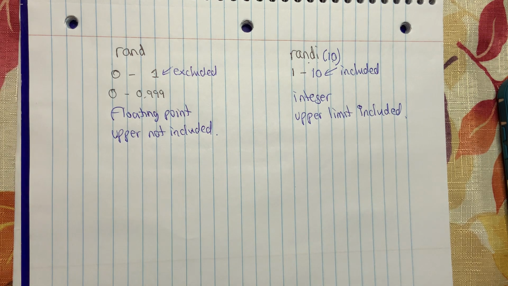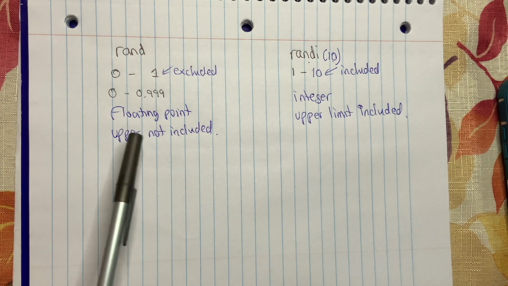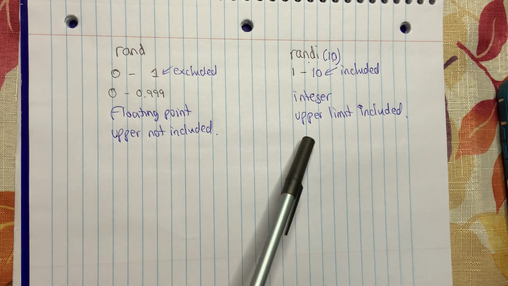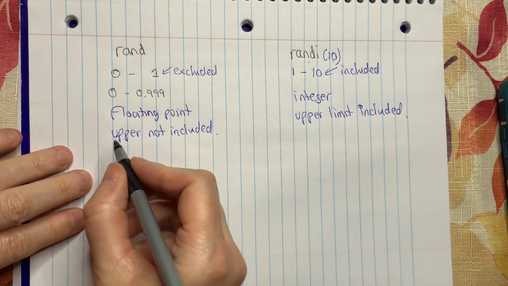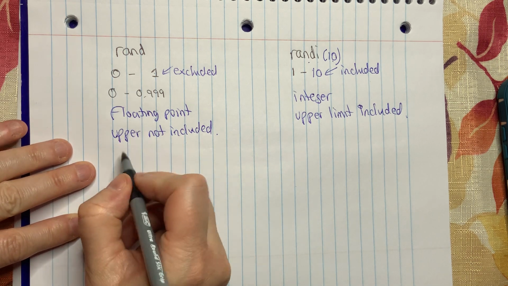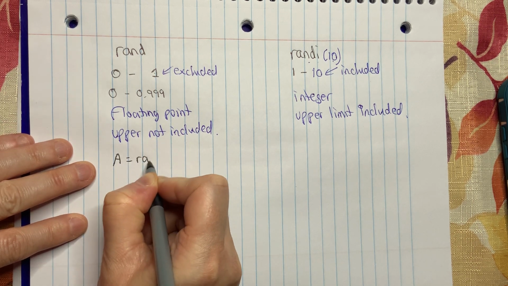So let's say a problem says assign a random floating point number to the variable a. So which one of these two functions do you think that you will need to use? You will need to use rand because it's asking for a floating point number, that is a decimal number. randi does not return decimal numbers. So in this case, if you wanted to assign a random floating point number to a variable a, you will just say a equals rand.